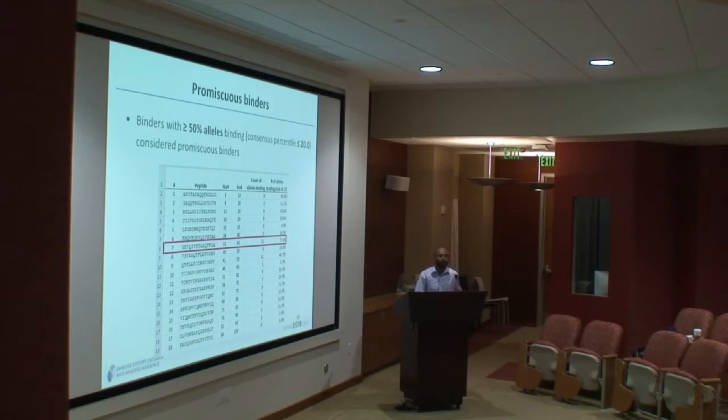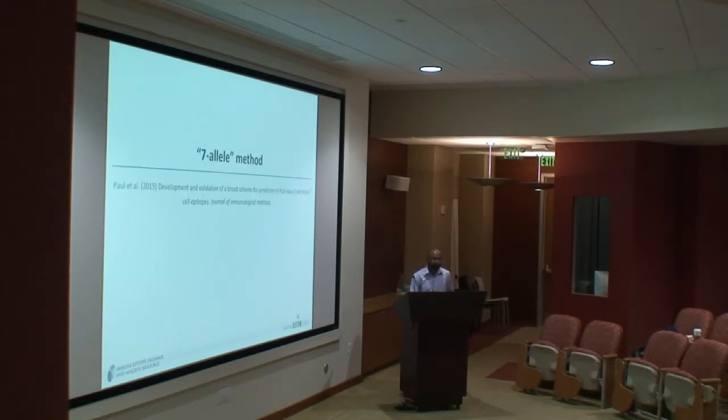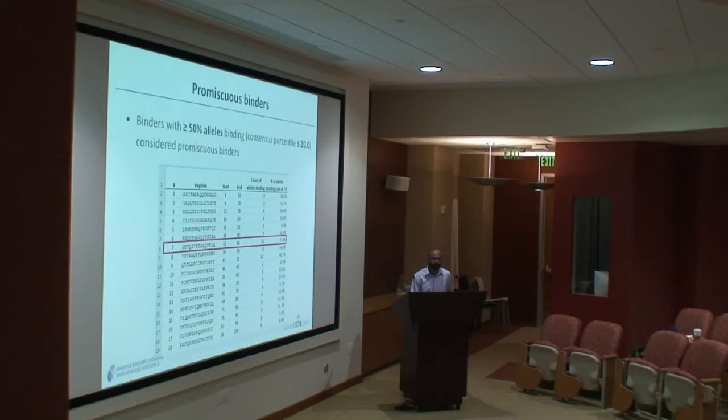Is this a derived table from the output? Yes, it's post-processed. That's how we generally predict promiscuous binders. When you say greater than 50% of the alleles, you mean from the set of 27? Yes, 27. So basically more than 13 alleles. Yes.